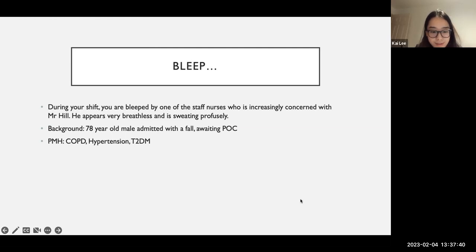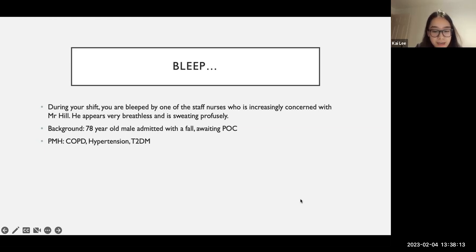FBCs are always quite useful in giving us a quick idea of whether there are any signs of infection, such as a raised white cell count. We'd also like to do a CRP again, because it's a really useful indicator of infection. Hopefully not a D-dimer. I agree, because right now there's no clear sign that we are suspecting a PE with his current presentation.